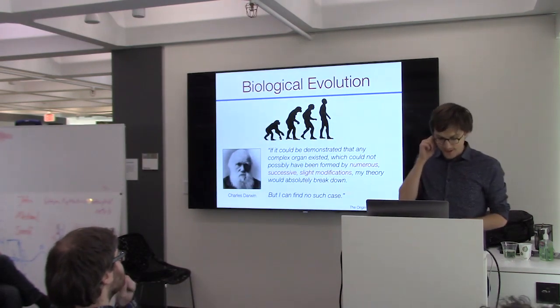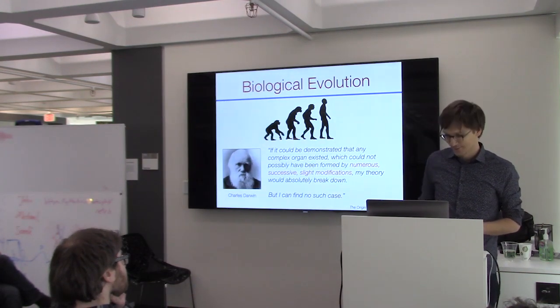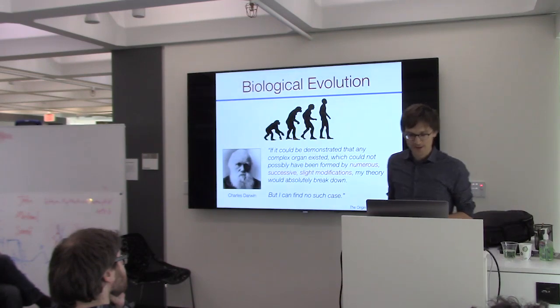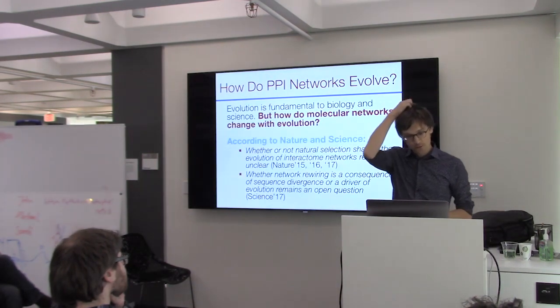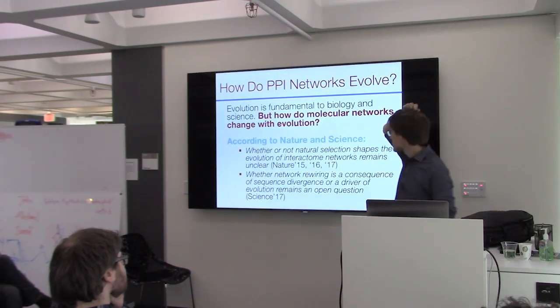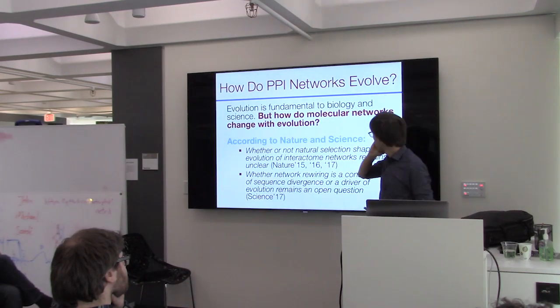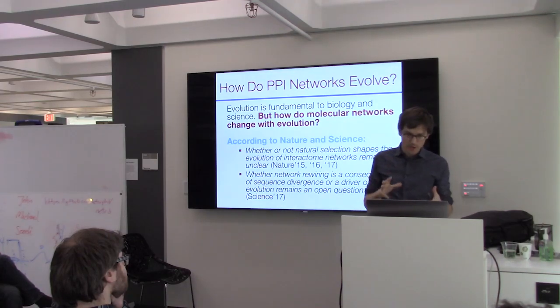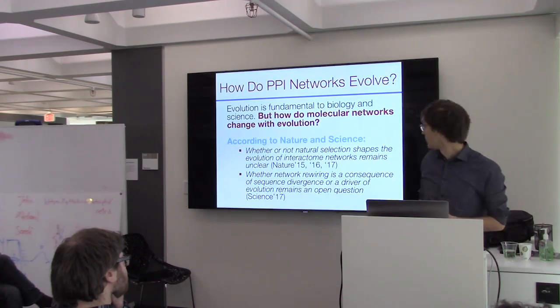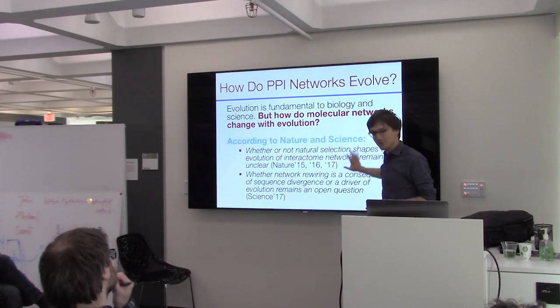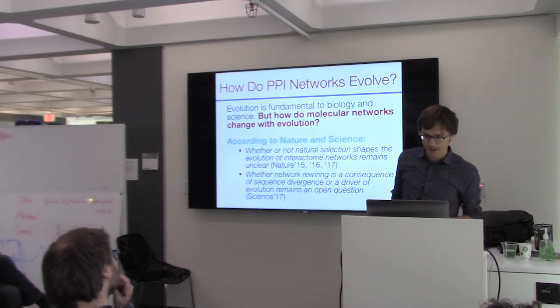200, 150 years later, we haven't found that yet, right? So what we wanted to do is to say, could we understand how biological networks, like protein-protein interaction networks, evolve? How does biological evolution change or affect the structure of these networks? And this is something we really don't know. We really don't know how it happens, right?